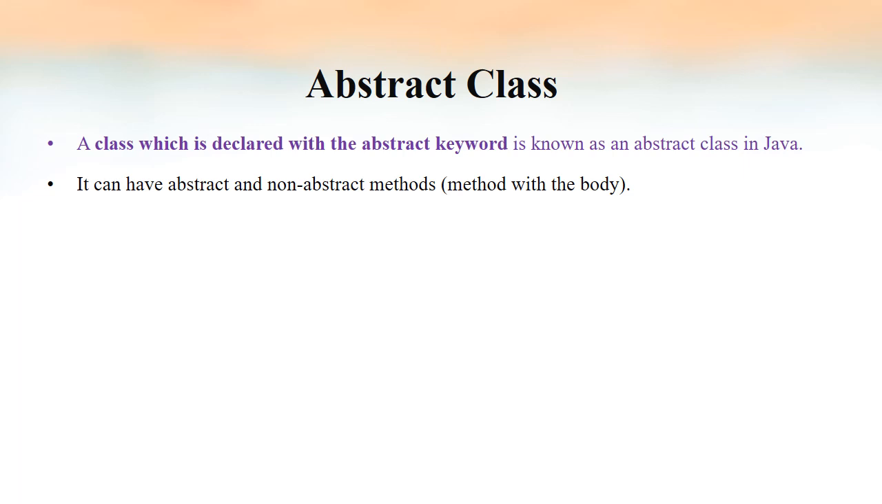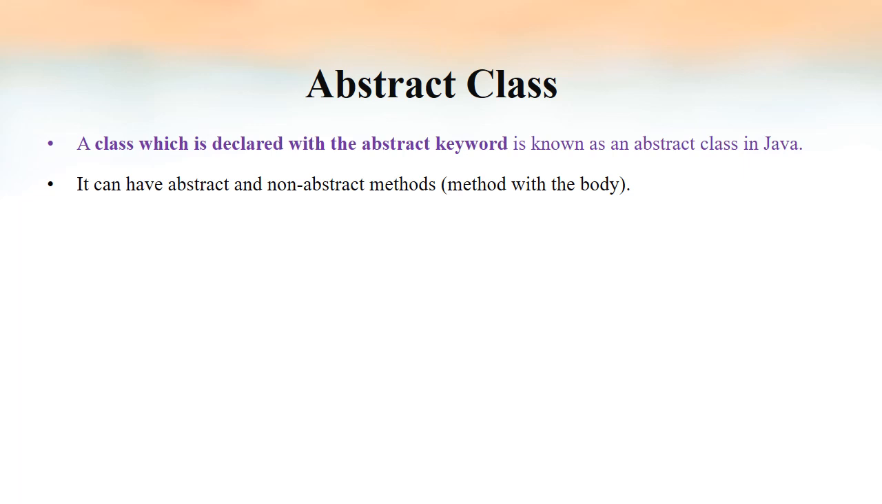An abstract class can have abstract methods and non-abstract methods. Non-abstract methods means methods with the body. We all know that a method has two parts: method header and method body. The method header explains the return type, method name, and the parameter list. The lines of code that we write within the pair of curly brackets are known as the body of the method. So non-abstract methods are methods with the body.